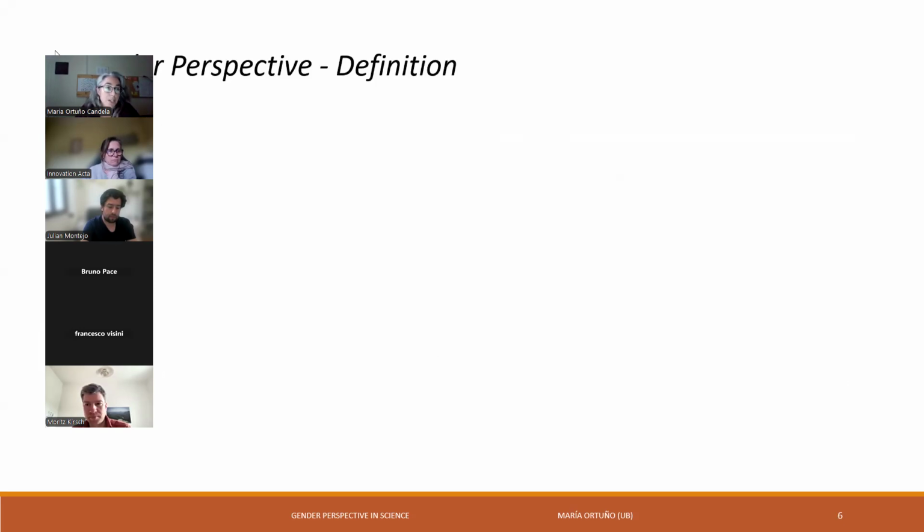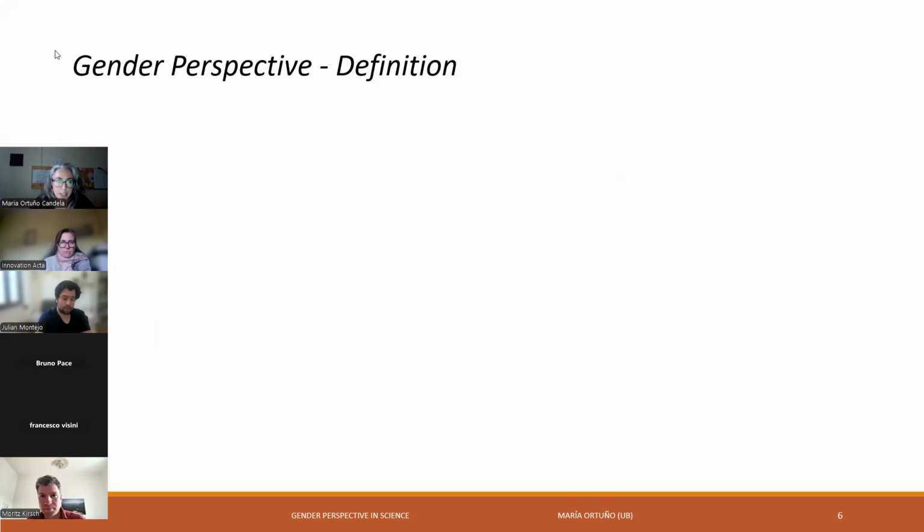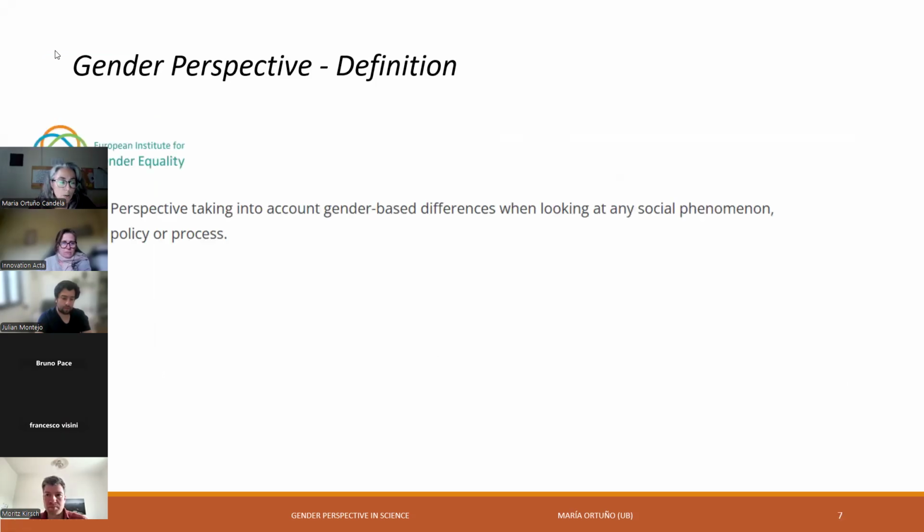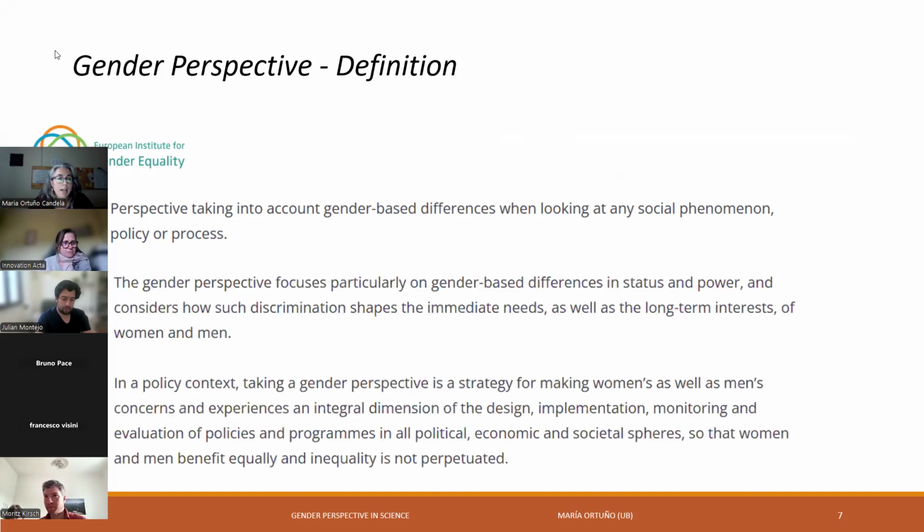So let's see the definition. We can find definitions for gender perspective. I don't know if you already knew about this, but this is the general definition: taking into account gender-based differences when looking at any social phenomenon, policy, or process. So in our case, science could be a process, but also part of policies. And we can find many other, extended descriptions that say that gender perspective focuses on the differences in status and power. Okay, so that's a key point.